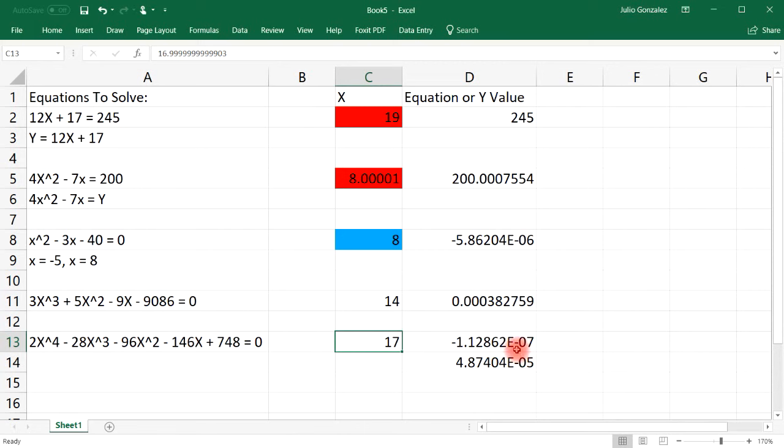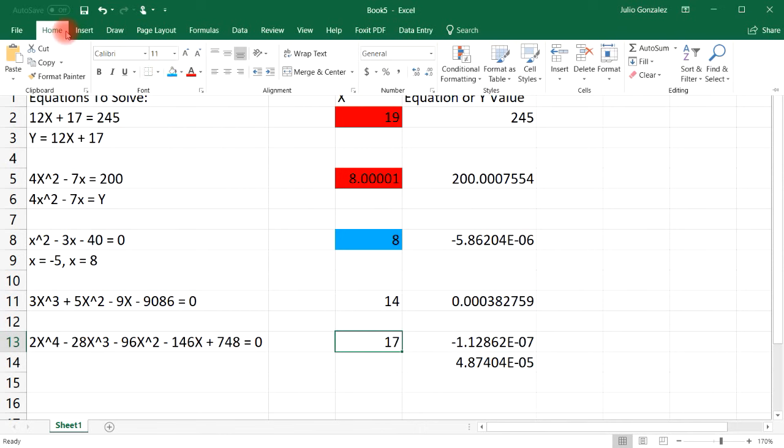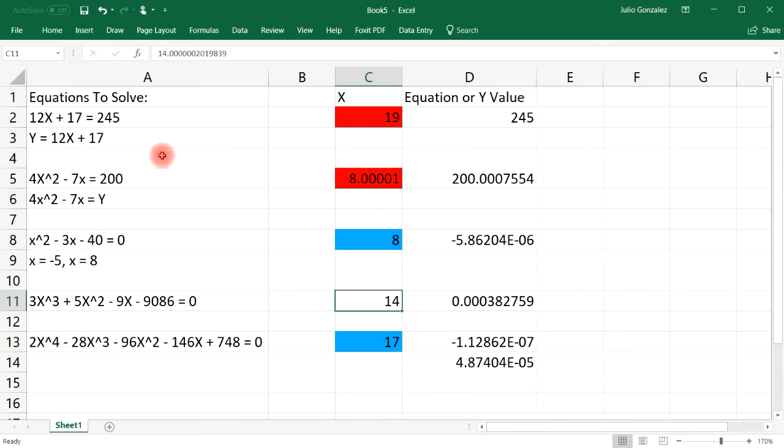But if you round it to 17, then for the most part, this is going to be 0. As you can see, this number is like negative 0.00000011286. There's about 6 zeros, then a 1 after the decimal point. But that's close to 0. And so this is our answer, which I'm going to highlight in blue.